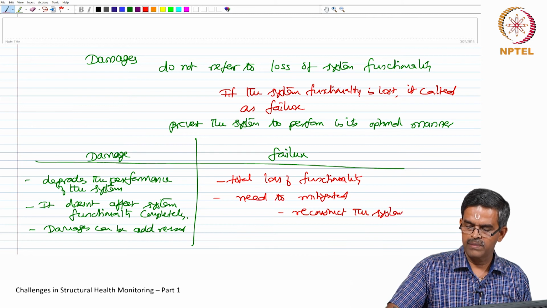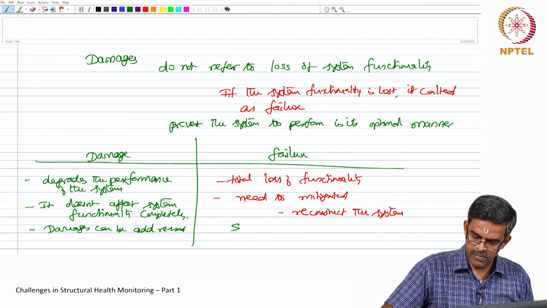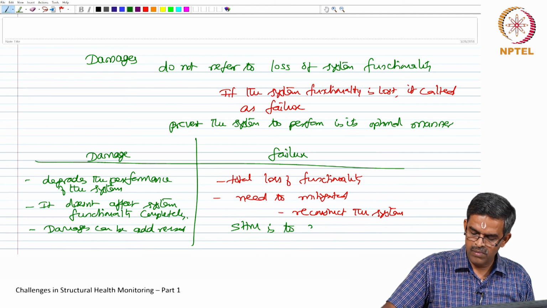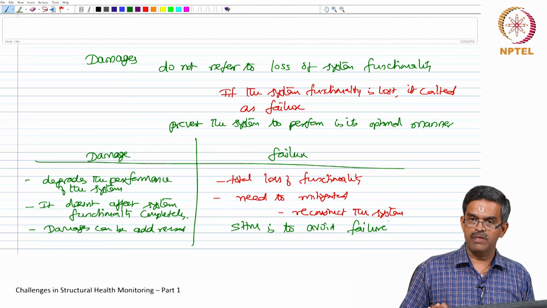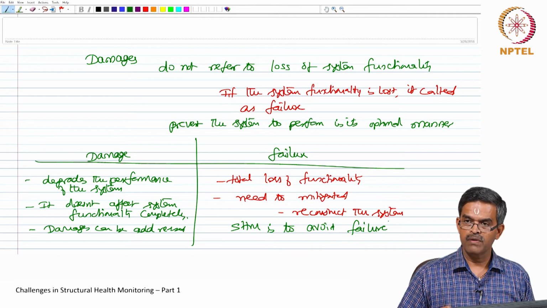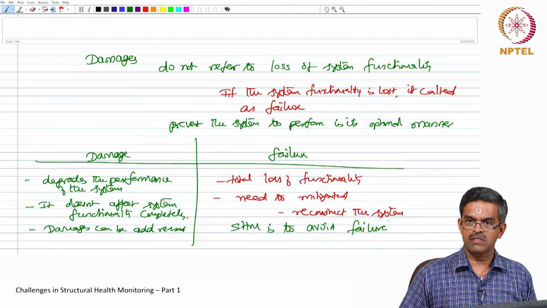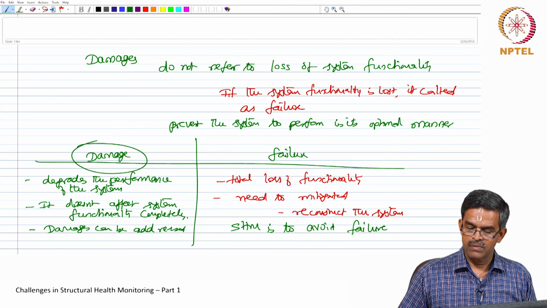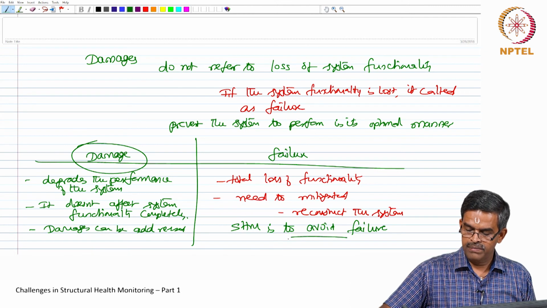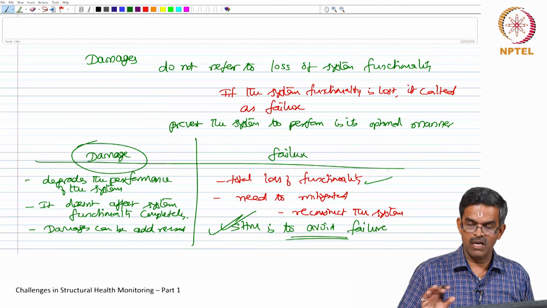if it has failed. So, monitoring or SHM is to avoid failure. You cannot avoid damage. Damage is an inherent property of a system, which can happen due to material degradation, excessive loading, excessive deformation, etc. So, damage cannot be prevented, but failure can be avoided. Okay. So, health monitoring will address failure of a system which is a total loss in functionality. Let us understand the difference.